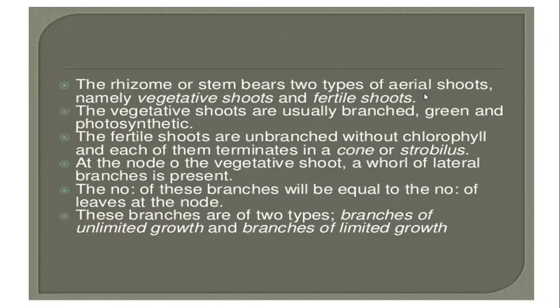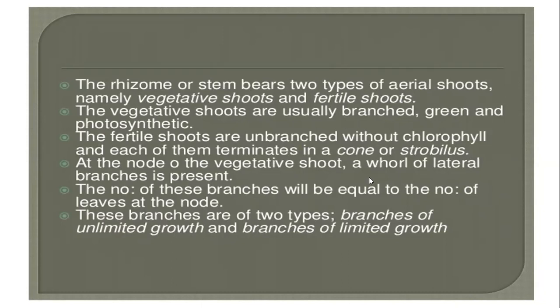two types of shoots. That is the aerial shoots, or we can even call them vegetative shoots, or the fertile shoots. The aerial shoots, the vegetative shoots, are branched. They are greenish in color and perform photosynthesis. And the fertile shoots are unbranched without any chlorophyll. And each of them terminates in a cone or the strobilus.